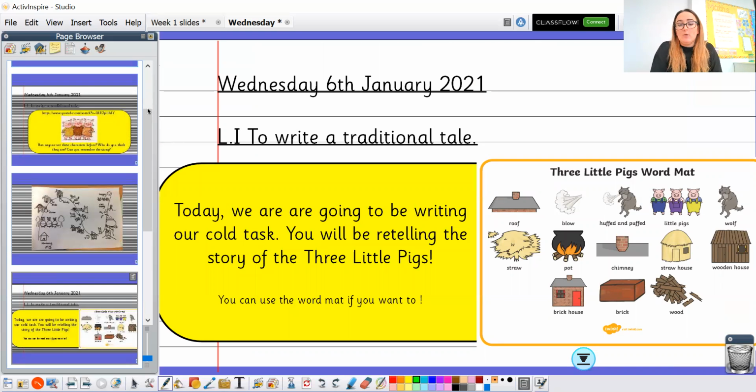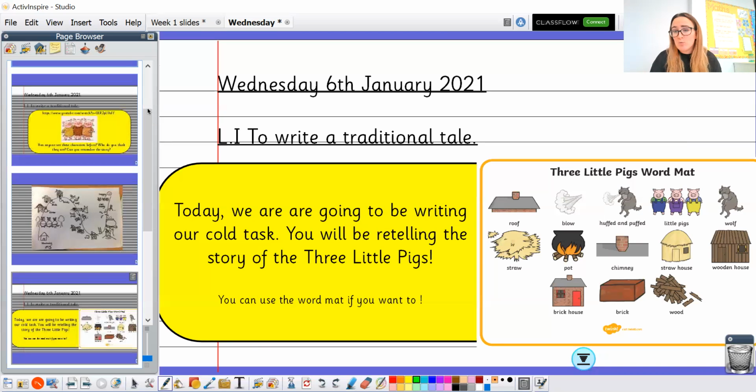So today we are going to be writing our cold task. Now, of course, we always start each new unit with a cold task to see what it is we already know, what it is we maybe need to get a little bit better at. So that's what you're going to be doing today. You are going to be retelling the story of the Three Little Pigs.